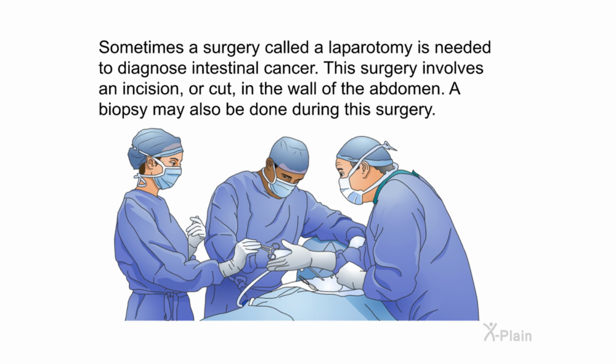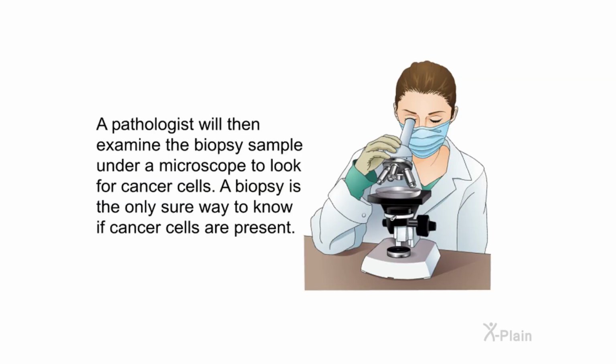Sometimes a surgery called a laparotomy is needed to diagnose intestinal cancer. This surgery involves an incision or cut in the wall of the abdomen. A biopsy may also be done during this surgery. A pathologist will then examine the biopsy sample under a microscope to look for cancer cells. A biopsy is the only sure way to know if cancer cells are present.